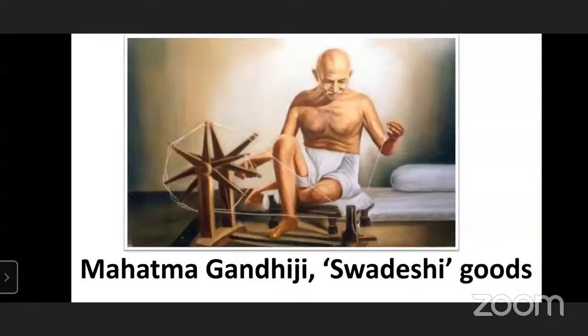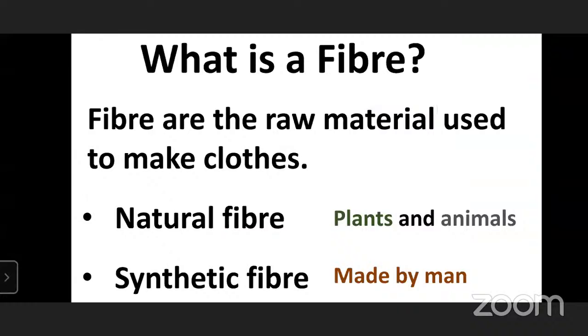Okay, let's see next. Now, what is a fiber? Children, you have to first think, we have to see what is a fiber. Fibers are the raw material used to make clothes. So first we get the fiber, it is a raw material, and then with the help of that fiber, we make clothes. So we have to think about what fiber is.